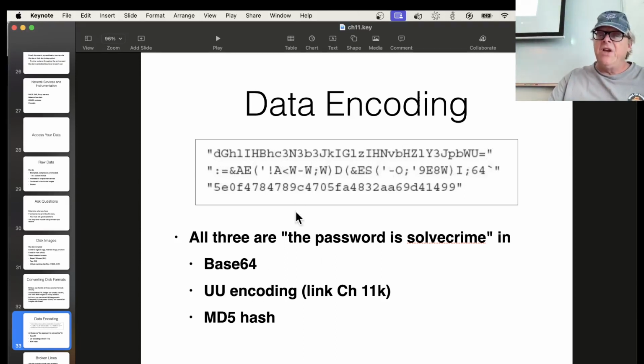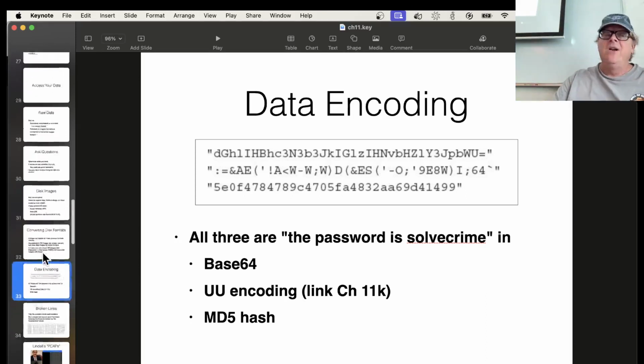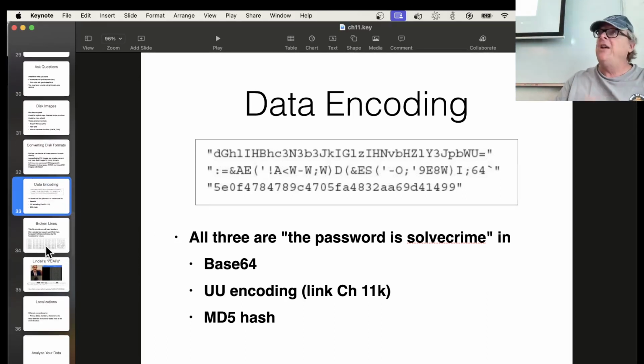This is UU encoding, which is a similar system. And this is an MD5 hash, which is, in fact, not generally reversible. But anyway, this is the thing you're going to find. Often your data is in some funny format, and you're going to have to convert it back to some standard format like just plain text.